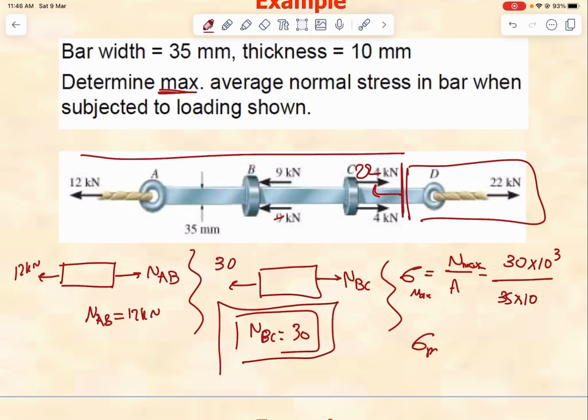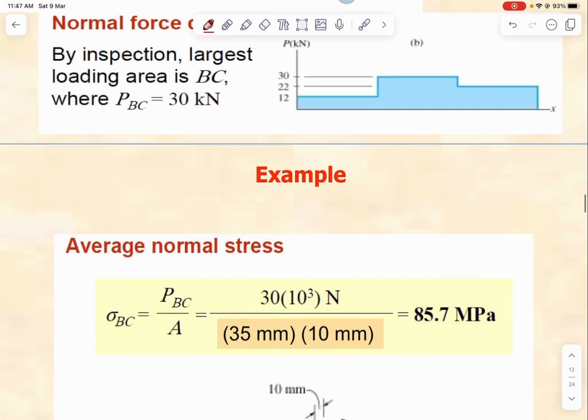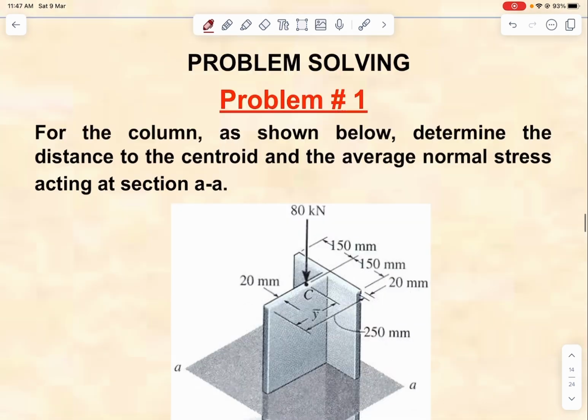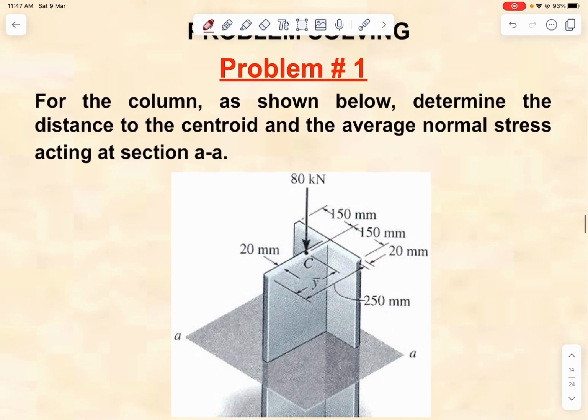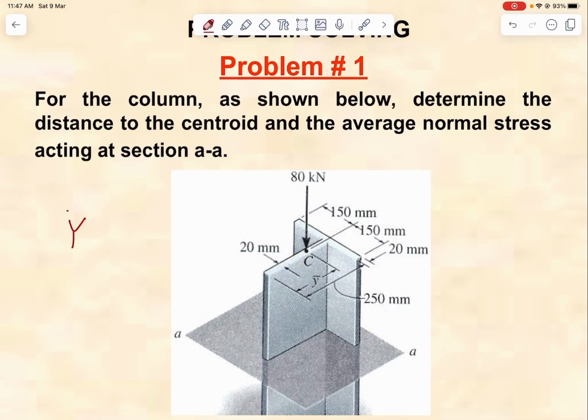So my largest sigma is 85.7 megapascal. This one here is the same thing. He wants us to determine the distance of the centroid, find y. How to find it? You need to first find the area of this and then the area of that, and the y bar, and then you can determine the centroid. However, this is not the issue of this lesson, so I'll just focus on finding the average normal stress.